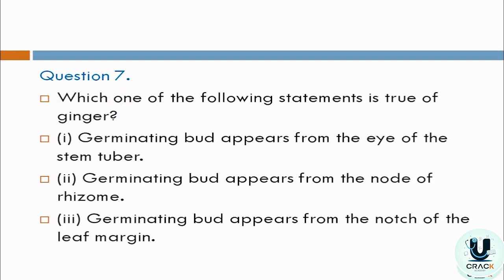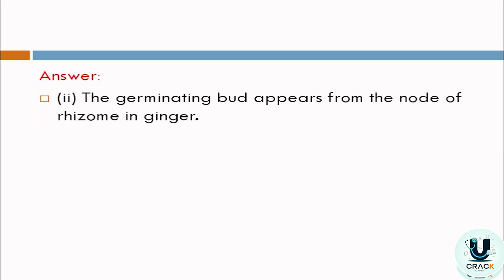Question number 7. Which one of the following statements is true of ginger? 1. Germinating bud appears from the eye of the stem tuber. 2. Germinating bud appears from the node of rhizome. Third, germinating bud appears from the notch of the leaf margin. Answer, second one. The germinating bud appears from the node of rhizome in ginger.